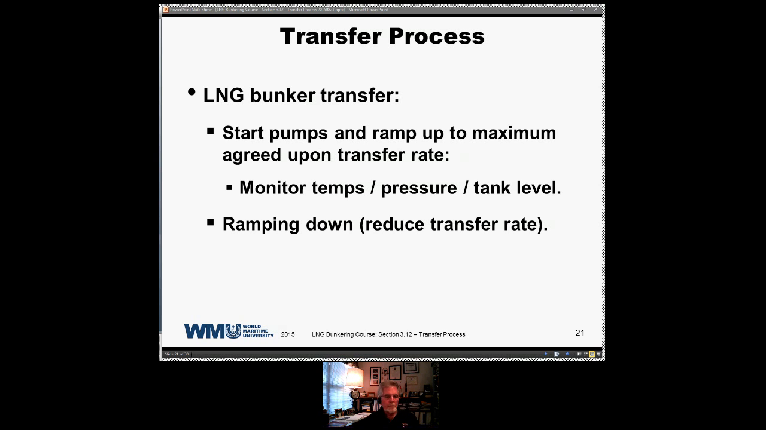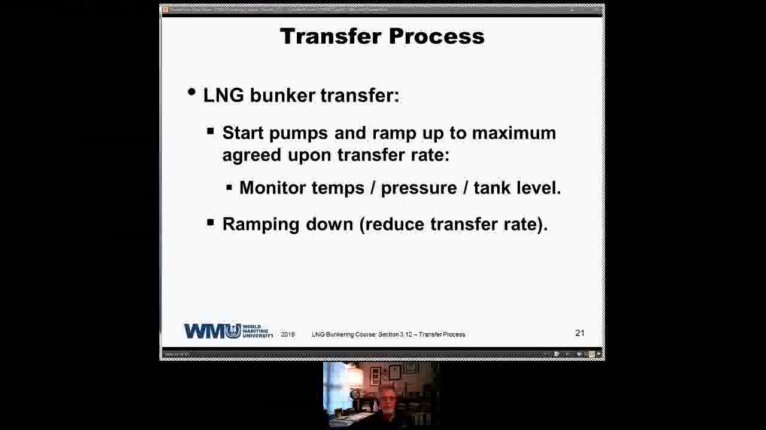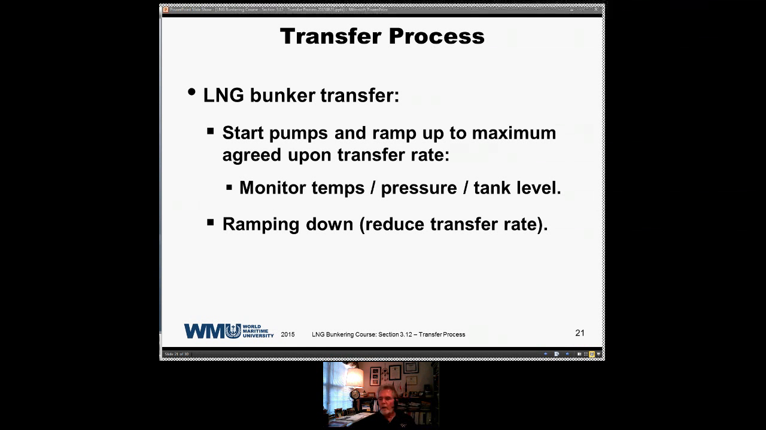Once you reach your maximum agreed upon transfer rate, you're at steady state. Essentially what occurs now is just the monitoring of the system, watching temperatures, watching pressures, watching tank levels. And again, during the entire process on board an LNG carrier, the entire cargo system is always going to be maintained by personnel. There's always going to be someone from the ship's crew out making constant rounds throughout the system, just to make sure that everything is tight, no problems, and there's no leaks of any type.